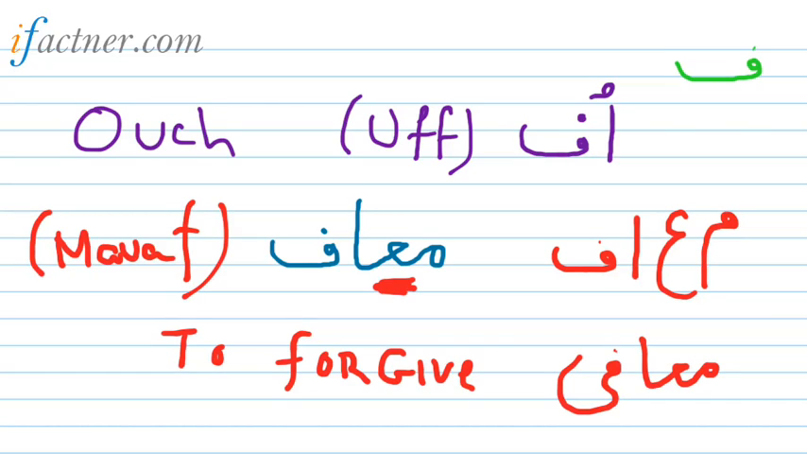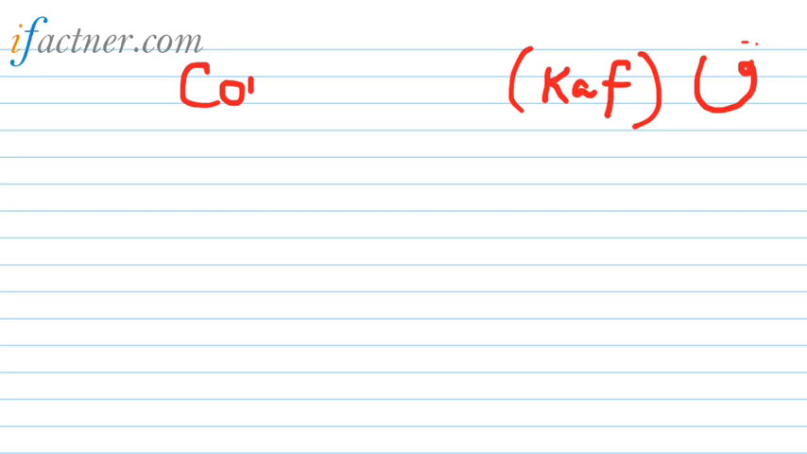So now let's see how do we use the letter kaf in the beginning of the word, in the middle of the word, and at the end of the word. Letter kaf is pronounced as kaf, K-A-F, and it is also a connector, just like fe. That is, it is connected to the second character when it starts the word.